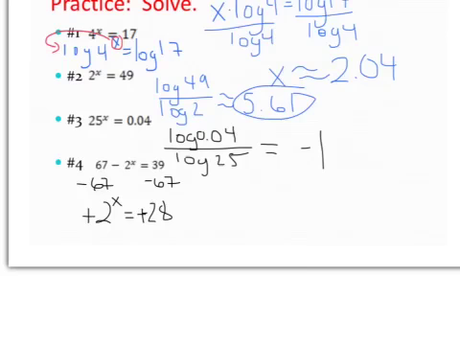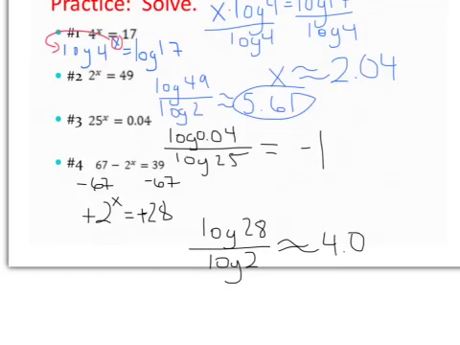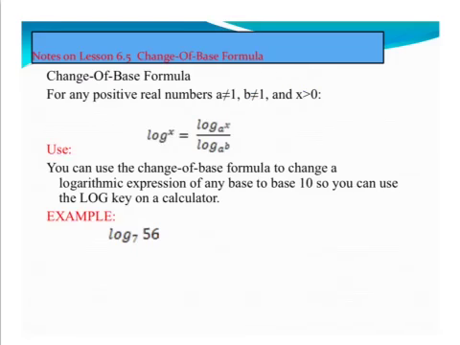Now I can do my little trick here where I end up having log of 28 divided by log of 2, which gives me 4.807, which would be 4.81. So we rounded up that 0 because of the 7 right after it and got 4.81. All right, next one. Here we get into change of base.